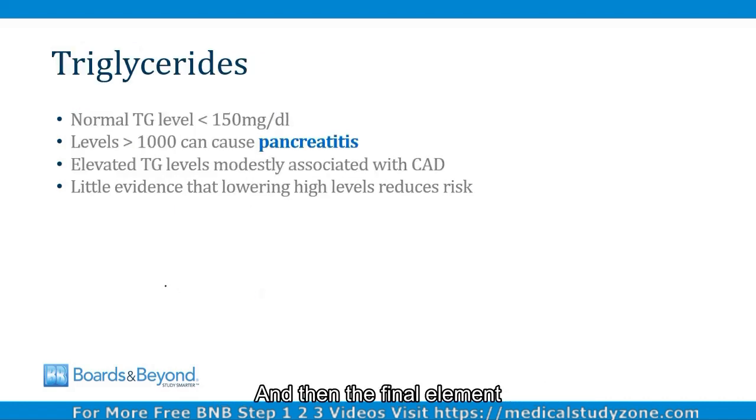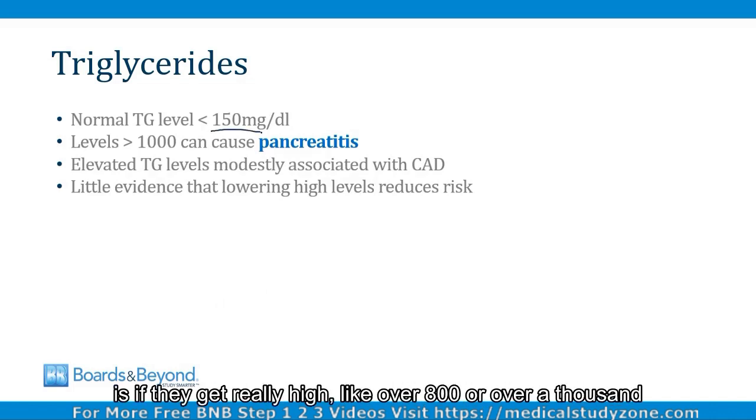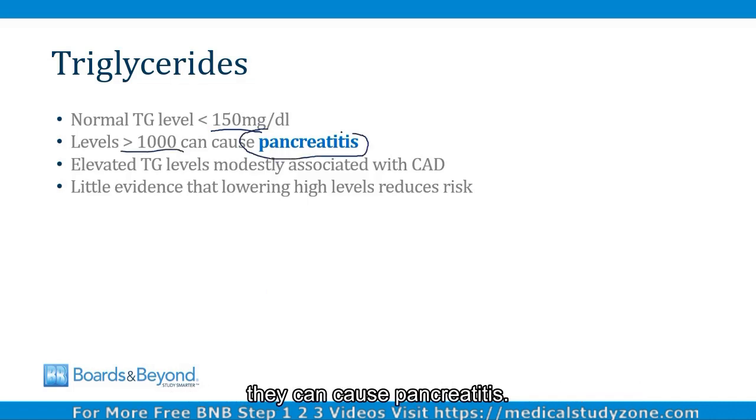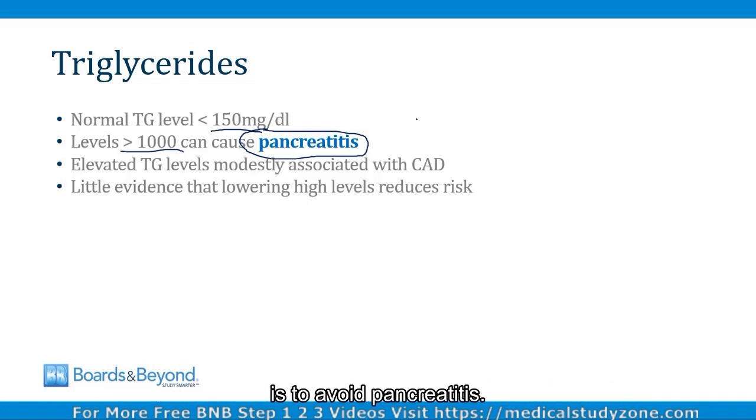And then the final element of the lipid evaluation is measurement of serum triglycerides. A normal triglyceride level is under about 150. And the bad thing about triglycerides is if they get really high, like over 800 or over 1,000, they can cause pancreatitis. And really the main reason that we treat high triglycerides is to avoid pancreatitis.